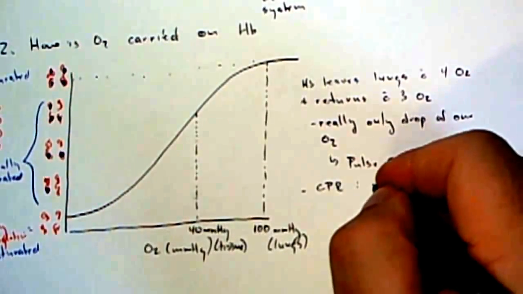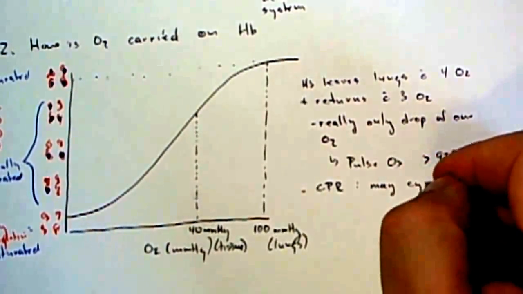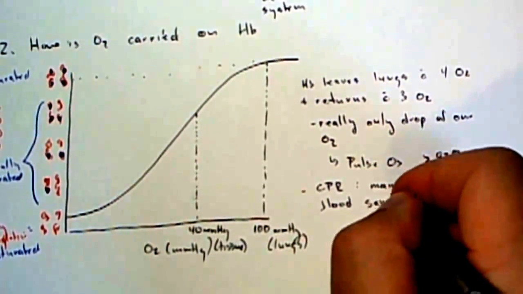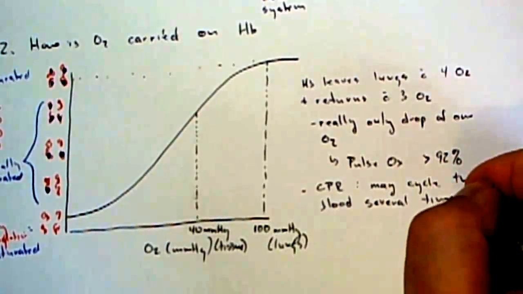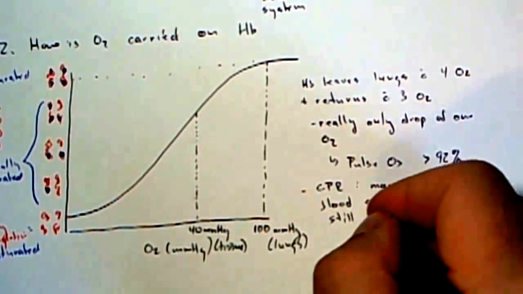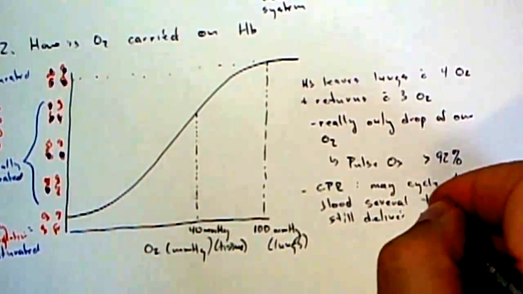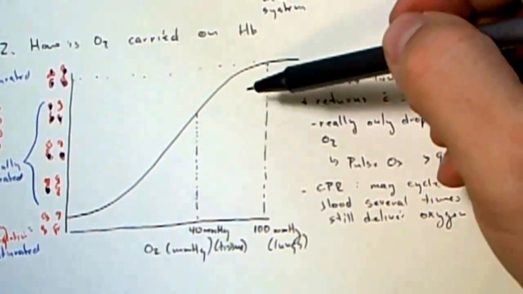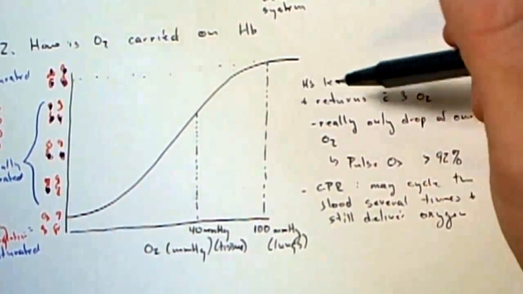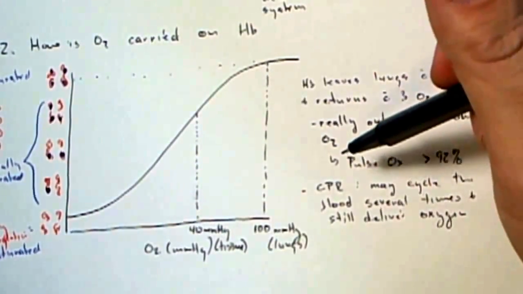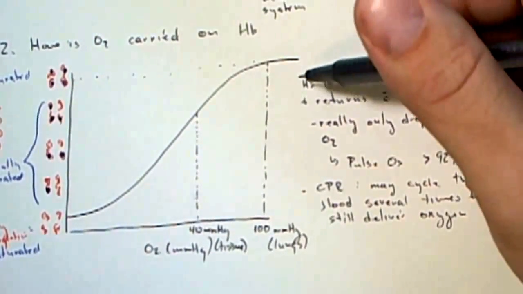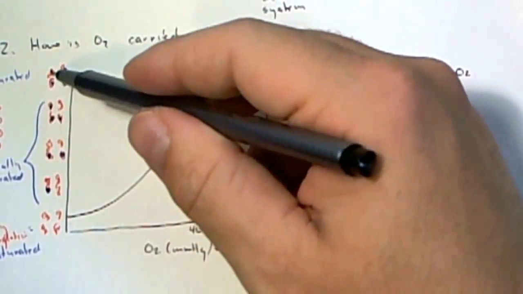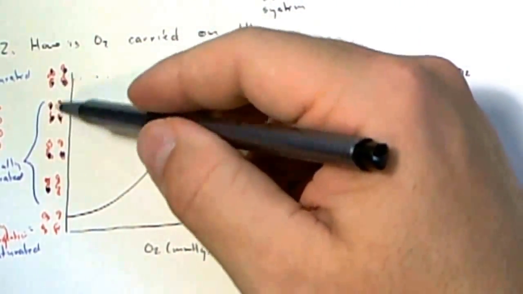You can cycle the blood several times and still deliver oxygen. So CPR has changed a lot, and it used to be that you had to give breaths. I'm not up to date on my CPR to be honest, but you should have to give mouth to mouth. But if you're unwilling to give mouth to mouth, you should still perform CPR, because just circulating the blood is still circulating oxygen. It's still circulating hemoglobin that has oxygen.